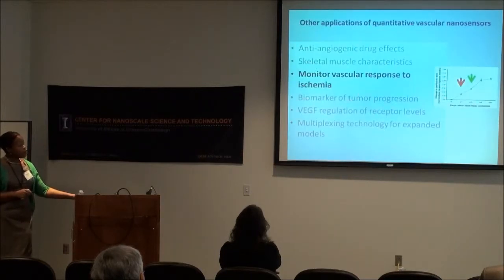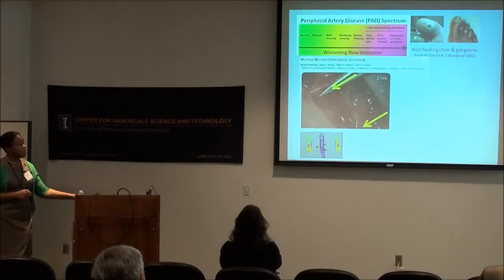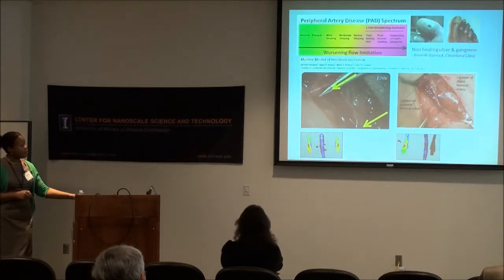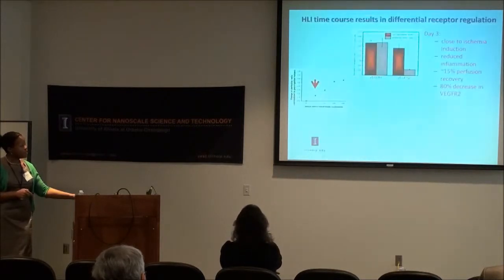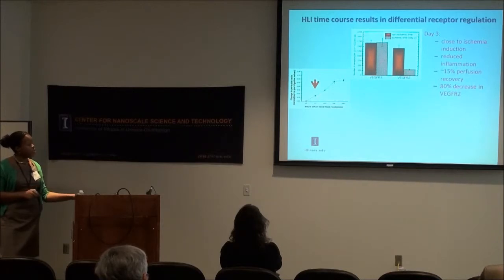This approach can also be used to monitor changes in ischemia. So I mentioned peripheral artery disease as a disease that can be treated using a therapeutic angiogenesis approach, and a mouse hind limb ischemia model where you ligate the femoral artery is used as a mouse model for peripheral artery disease. So looking at that type of hind limb ischemia, a non-ischemic limb versus the ischemic limb, at day 3, which is early in ischemia induction, we actually see significant downregulation of VEGF receptor 2, so 80% decrease in that ischemic limb relative to the non-ischemic limb.